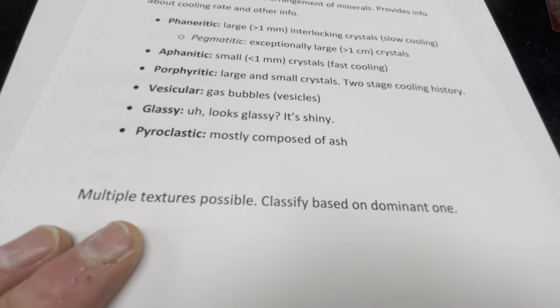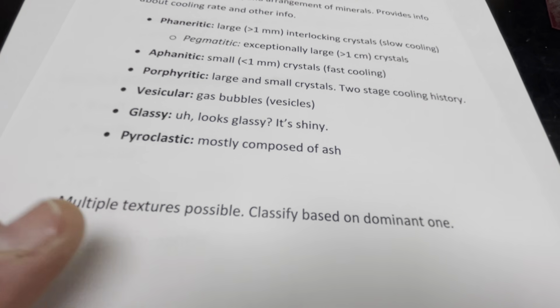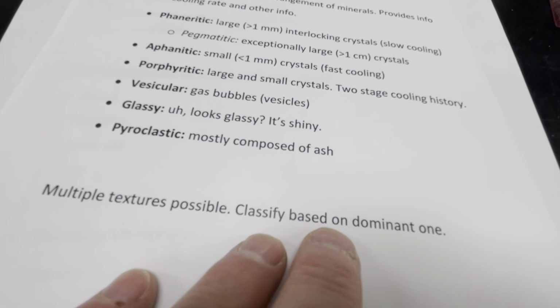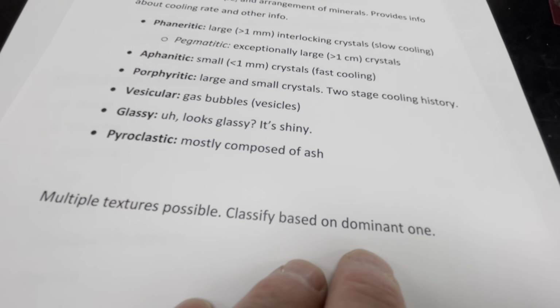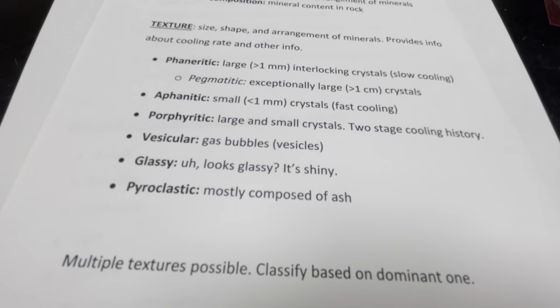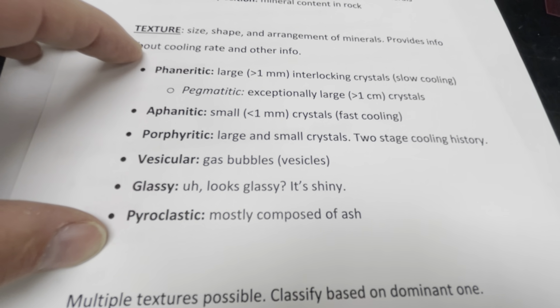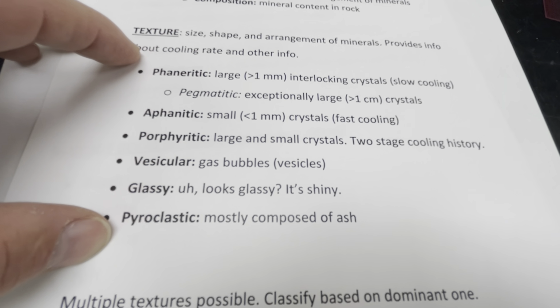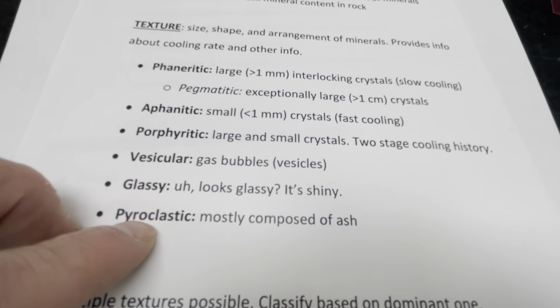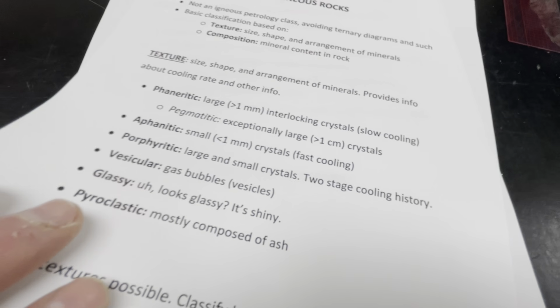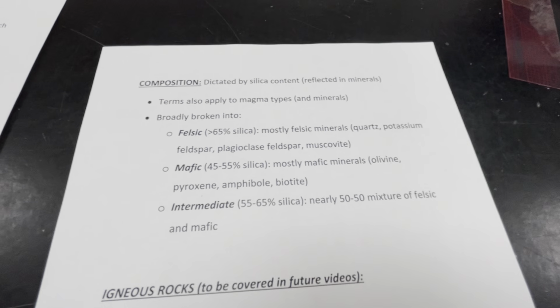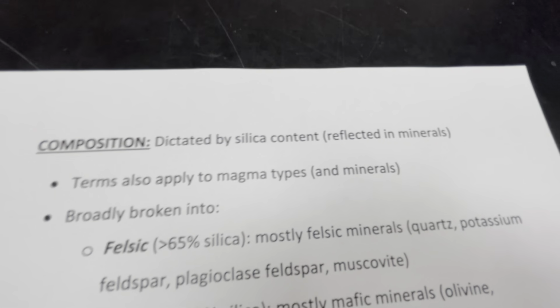So some rocks might give us more than one texture, and that's okay, but we want to classify or try to name the rock based on the most dominant one. So as much as you can, look at your rock, figure out which one of these 6 terms best fits the rock overall, and then stick with that as you go to try to classify it, okay? So that's texture. Now let's look at composition.